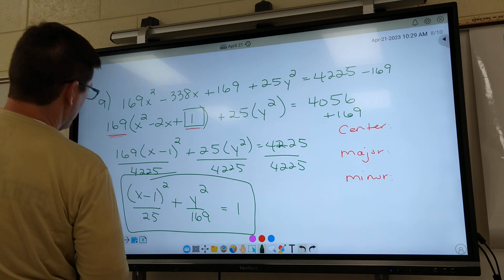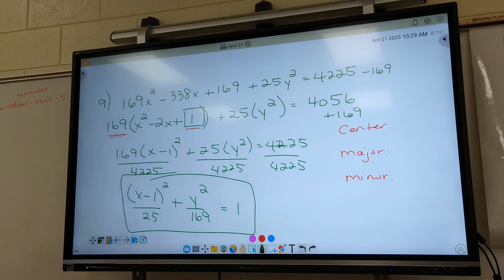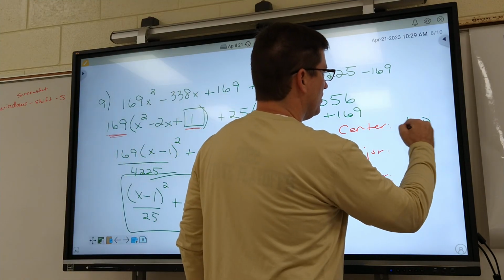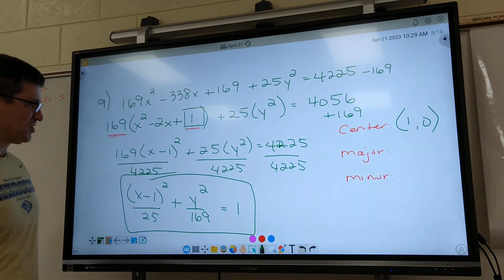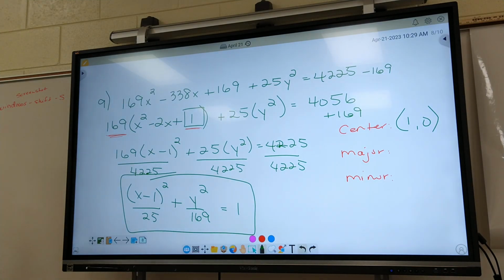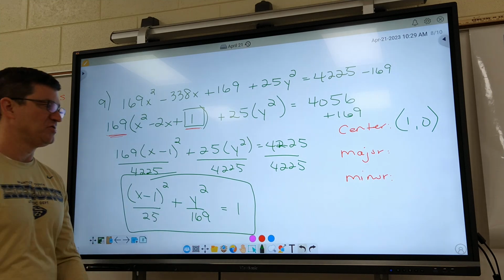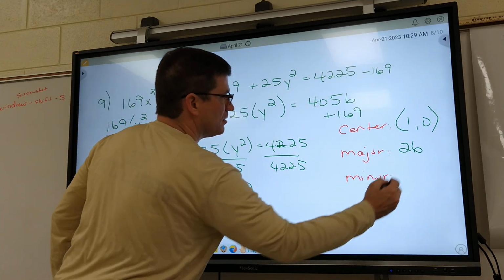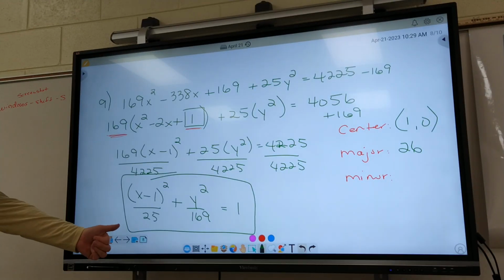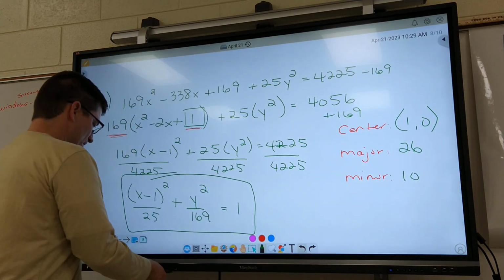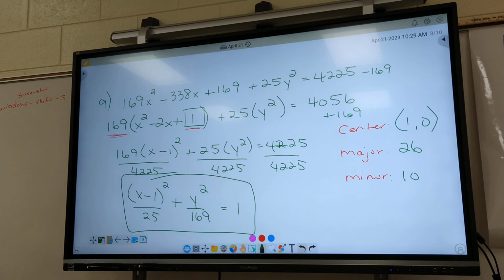All right, so now looking at this, what's my center from here? 1, 0. Positive 1, 0, that's our center. All right, let's do the major and the minor. Which one's going to be the major? Square root of 169, if you look on the board, is 13. Double that, you get 26. Minor, square root of 25, 5, double it, you get 10. It's not bad. All we're going to do is finish this page and we're done.